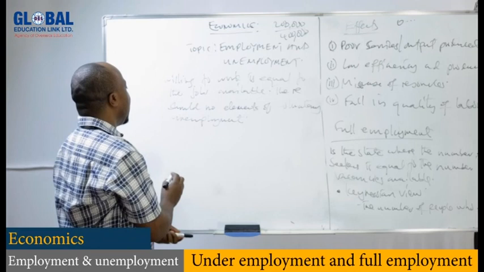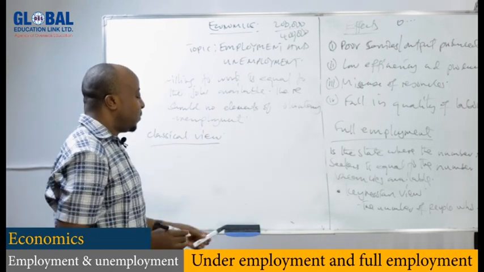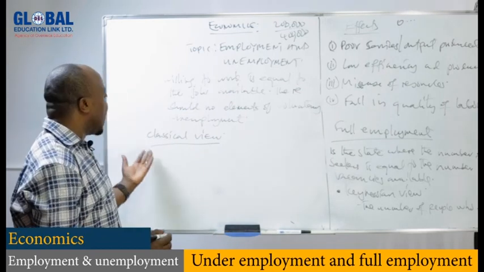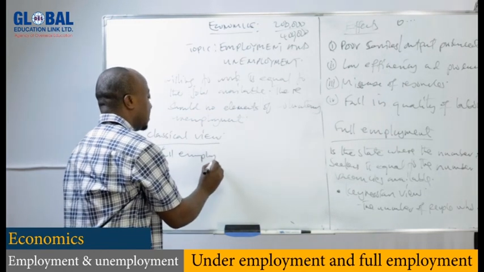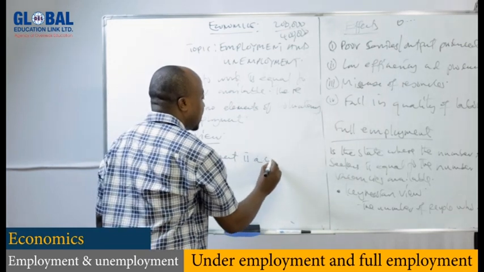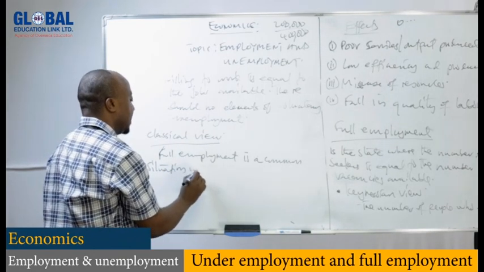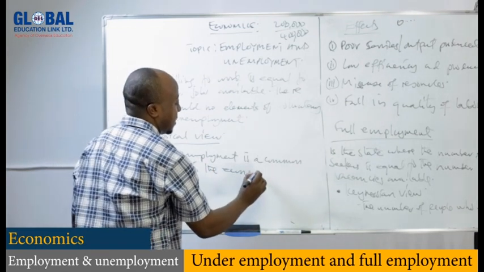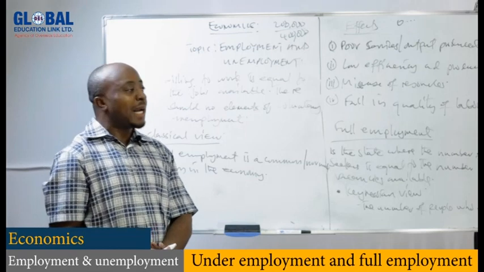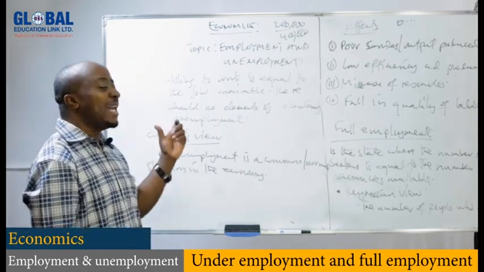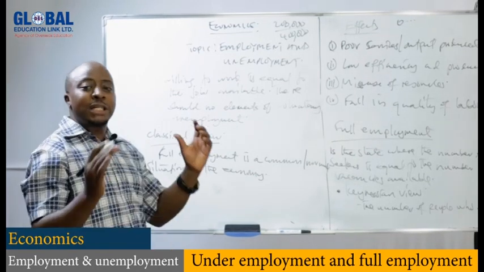Then the second view, we view the idea of the classical view. How do these people view full employment? Now, according to these classical economists, they believe that full employment is a common situation in the economy. It is common, or say normal. So they believe that full employment is very common in the economy. And according to them, if the economy is not at full employment, that situation is regarded as abnormal.